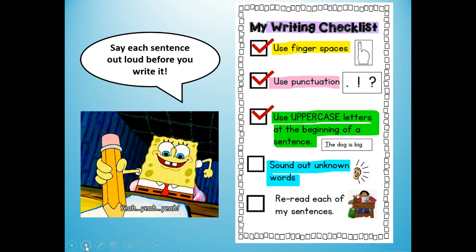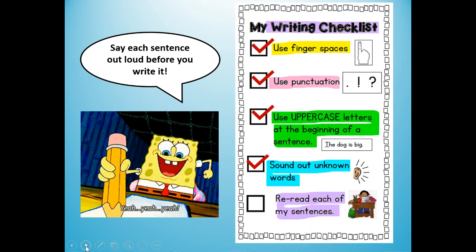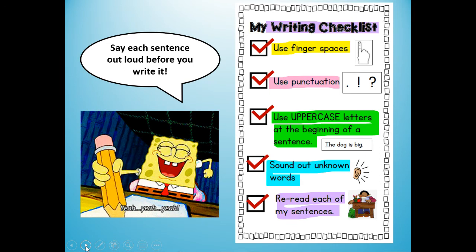And then sound out any unknown words you don't know how to spell. Say and write the sounds. And my favorite, reread each of my sentences. Reread your sentences so that you know they make sense. So you're going to say your sentence before you write it, and then don't forget to remember the finger spaces, punctuation, uppercase letters, sound out words, and reread your sentences.